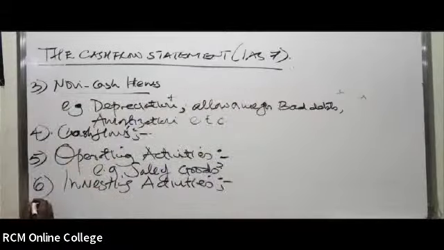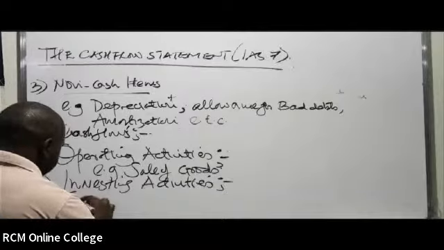Then you have number 7. You can write, still another category in the cash flow statement, we refer to it as financing activities.